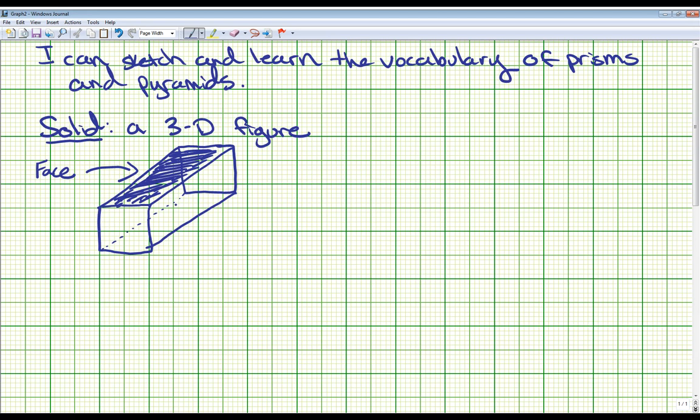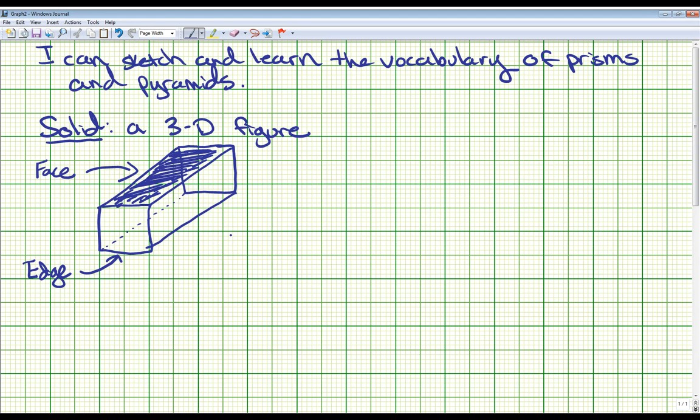Then the next word we would use is edge. So let's write that one down here. A 3D solid has edges as well, and the edges are basically like all the little sides. So an edge is like this little side here. So you have a side, a side, a side, a side. Those are all edges. So there's 4 edges here. This would be an edge, another edge, another edge, another edge. And then all of these back here would also be edges. So if I were to count up how many edges this shape has, it would be 1, 2, 3, 4, 5, 6, 7, 8, 9, 10, 11, 12 edges.